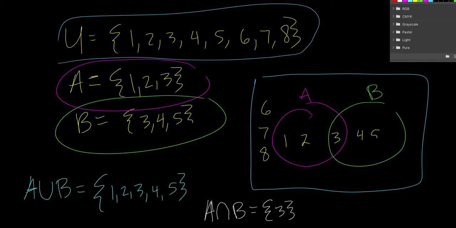We can say things like not A union B, for example. So in my opinion, it's easiest if we first find the complement of A. And so remember, the complement of A is where we just cross out the things in the universal set that we find in A and write down everything else. So that's just 4, 5, 6, 7, 8.